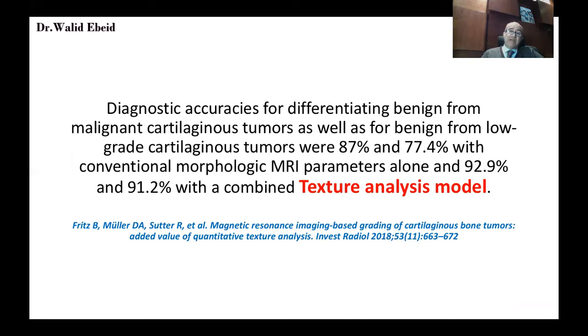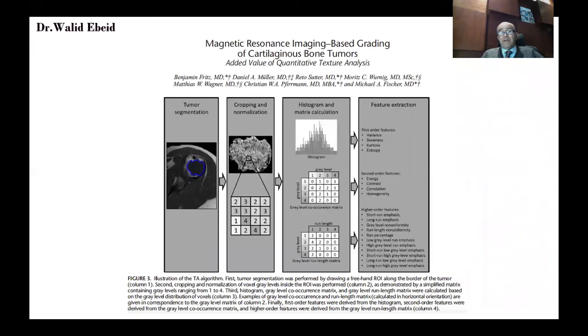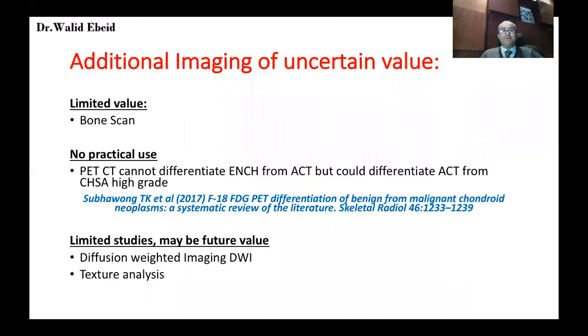And this was analyzed in a paper by Fritz et al., in which, in a nutshell, texture analysis model, we take the MRI picture, transform it, crop a part of it, and see the color and the grayness of the image. And this is put on a histogram to differentiate between the active areas and inactive areas, and then calculated in a percentage to differentiate between the different activity of cartilage tumors.